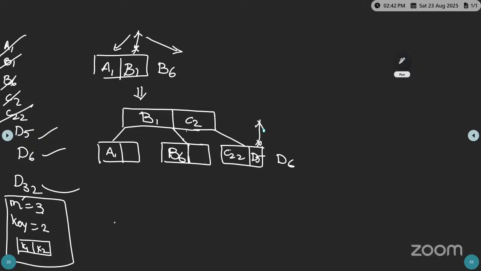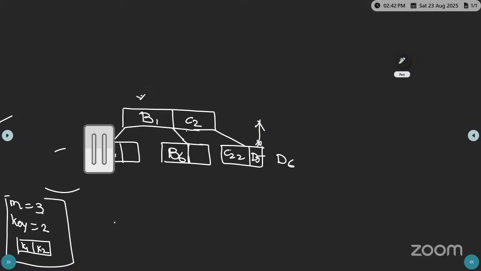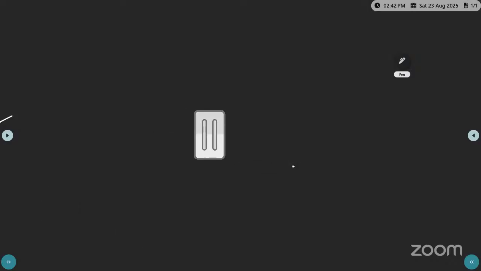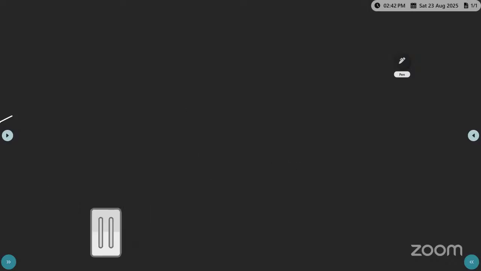Then we'll go for deletion here. I will give the deletion part. Okay. I want to draw one tree here.